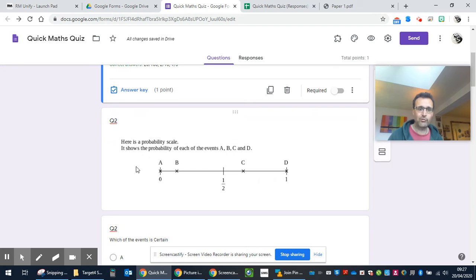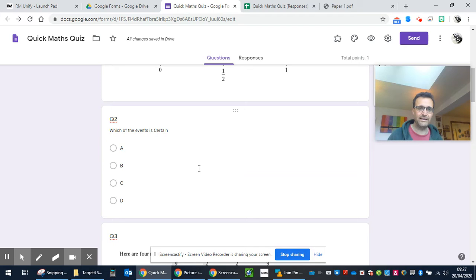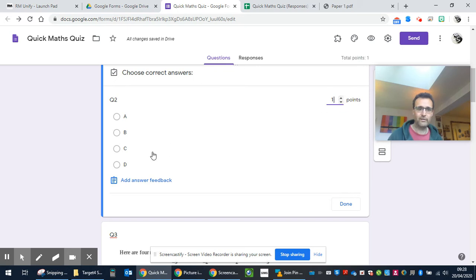Question 2, here's a probability scale. The actual question is down here: which event is certain? It is D. So I'm going to answer key, 1 point. D is the only correct answer. You're allowed to have more than one possible correct answer, but I haven't in this case, so just D, and done.